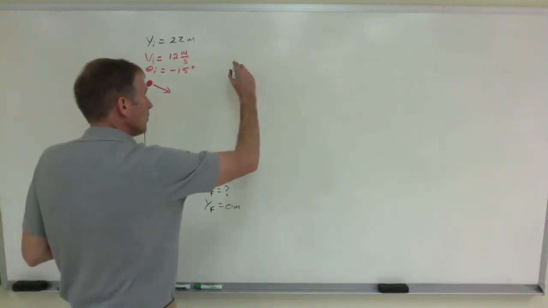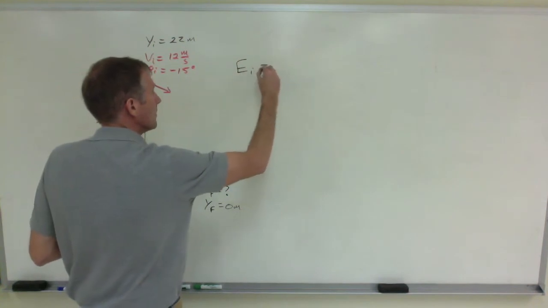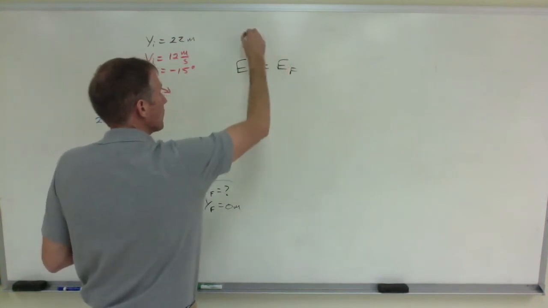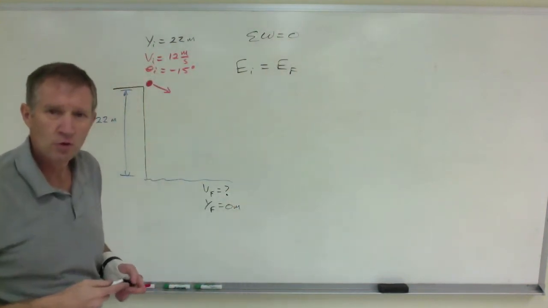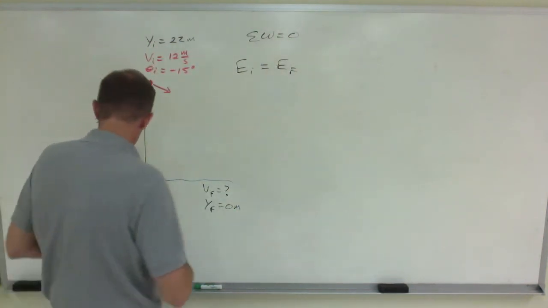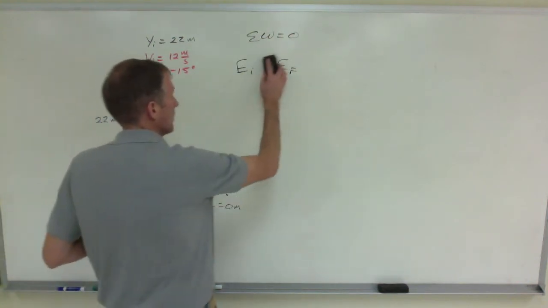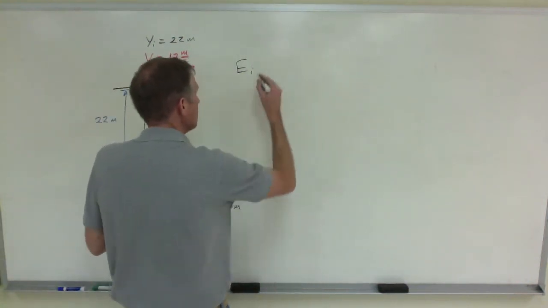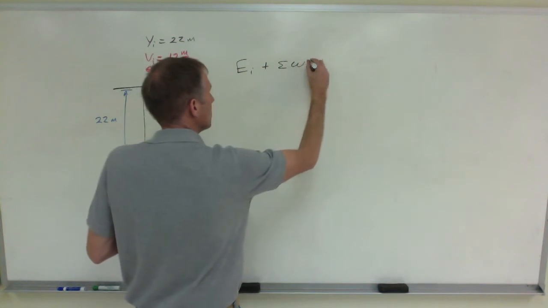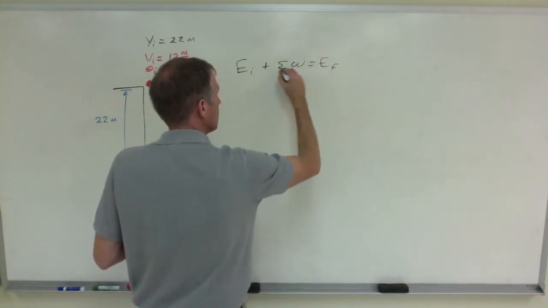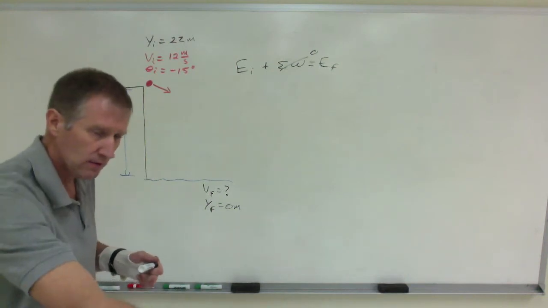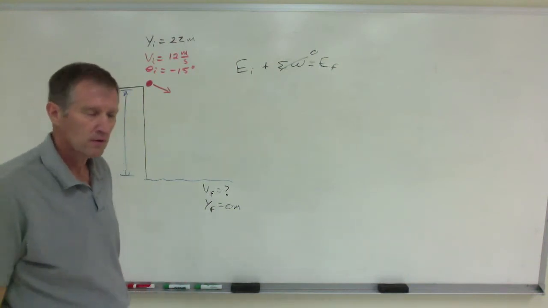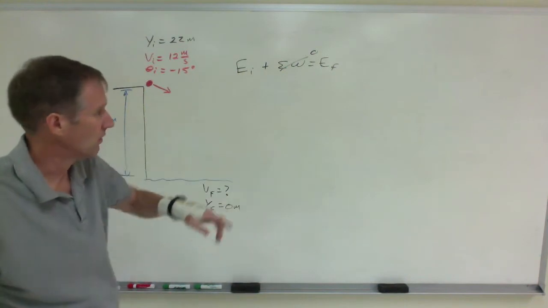Energy is conserved. Right, the net work is zero, as long as it's traveling through the air. So E_i plus the net work equals E_f. Again, that's zero. It's not zero while I'm throwing it, and it's not zero once it hits the ground, but it's zero as it travels through the air, the net work.